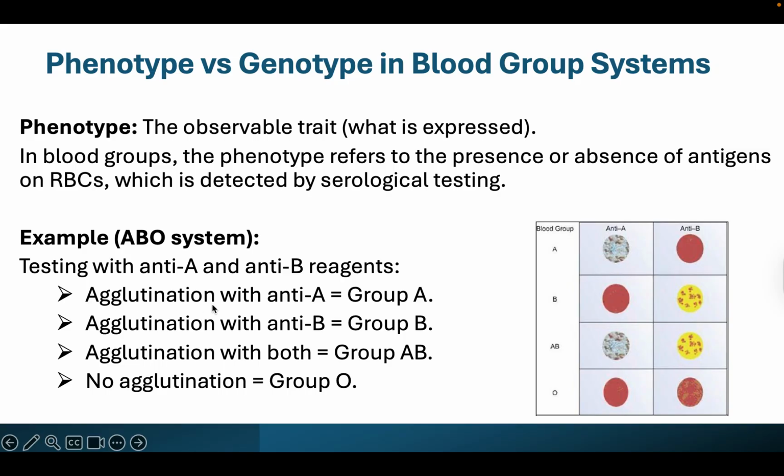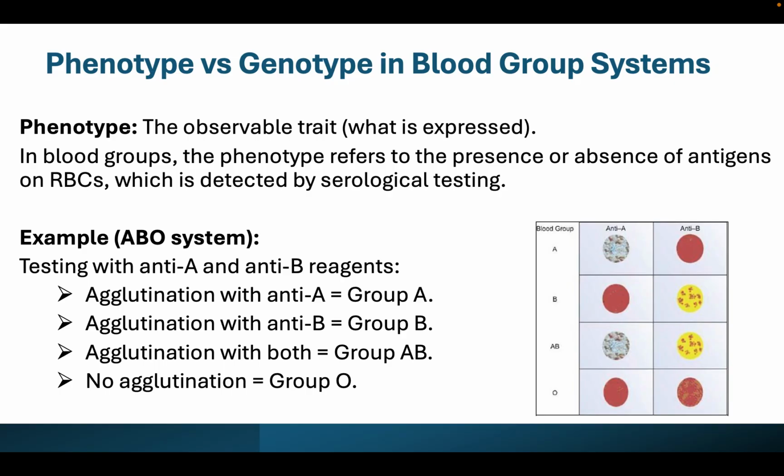If the agglutination happens with anti-A, see in the picture, the first row, I put on the slide two drops of the blood. One I tested with the anti-A from the company, and the other one I tested with the anti-B. I get the agglutination with the anti-A, that means this patient has the A antigen on the surface of the red blood cell, that means the blood group is A.